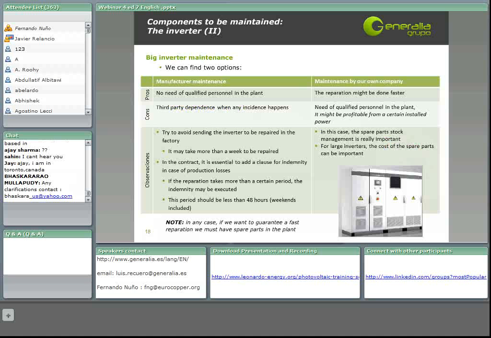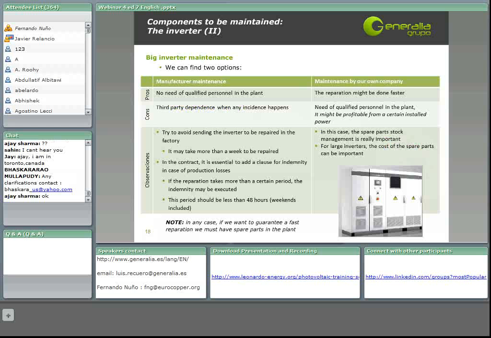The second option would be doing the maintenance by our own company, so that the repair can be done much faster. But then we will need qualified personnel in the plant. This personnel must be trained by the inverter manufacturer. If this is the case, it is important to have spare parts in stock, even if they are expensive. We have to remember that the main aim of this option is not depending on a third party.